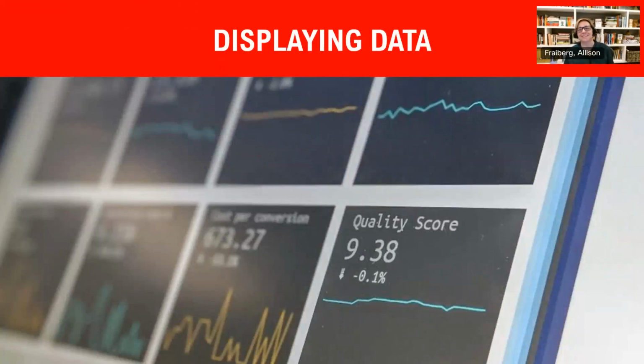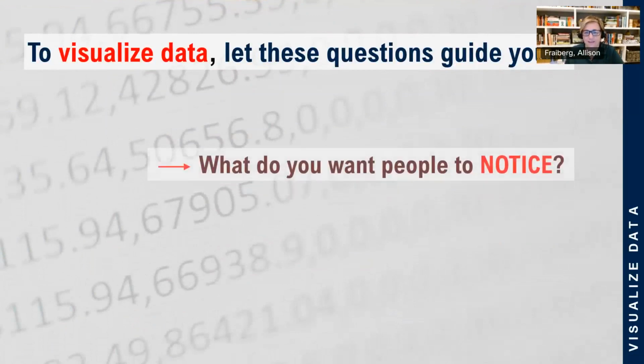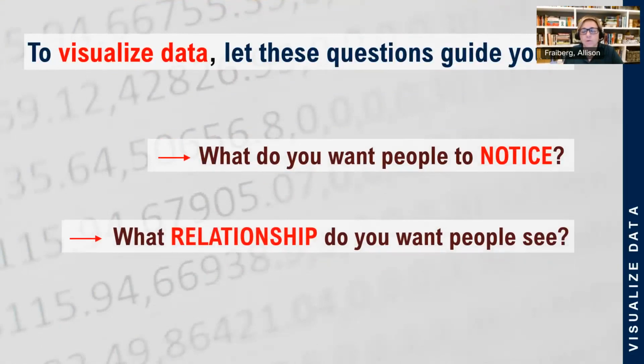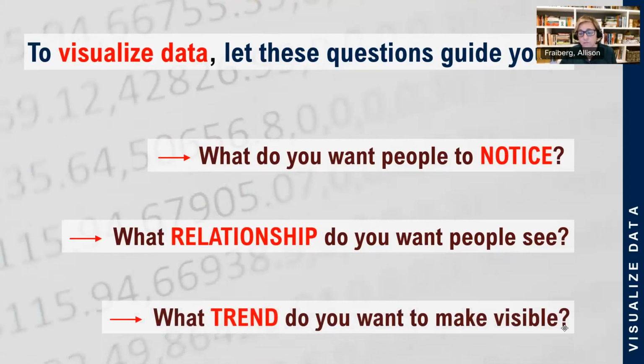Okay, displaying data. This is probably where we all have trouble, right? And I would recommend letting these questions guide your decisions about visualizing data. Ask yourself, what do you want people to notice when you're putting data on a slide? What relationship do you want people to see between the elements, between the data? And what trend do you want to make visible?